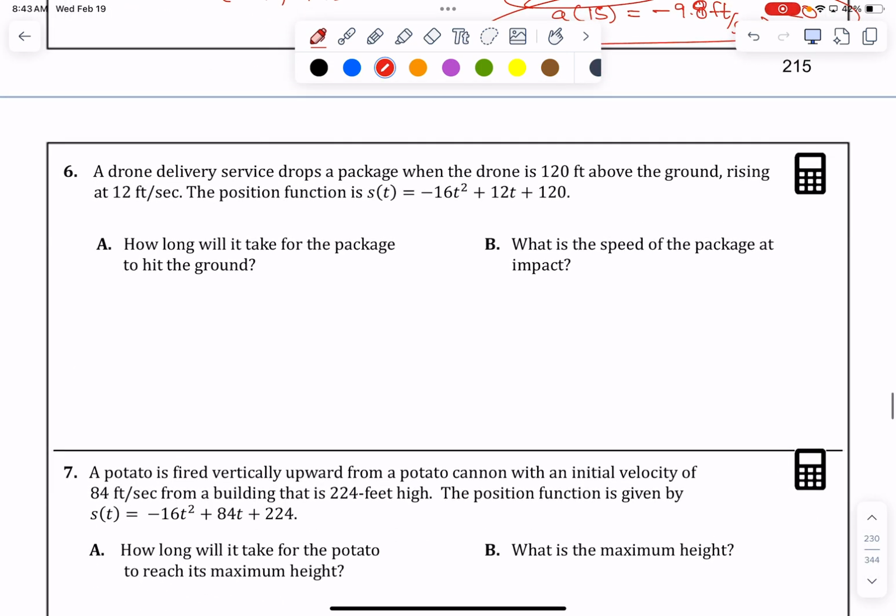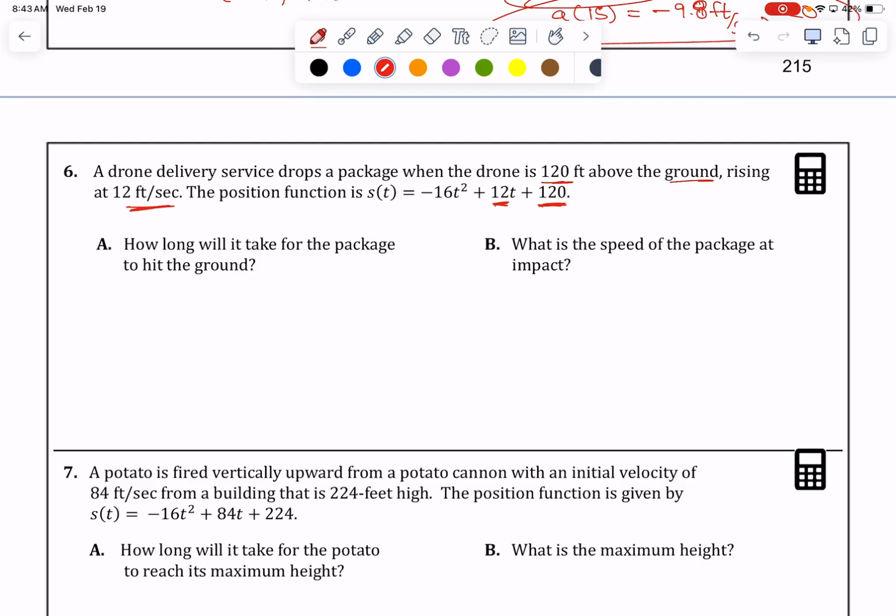All right, number 5, drone. Is this making sense? Is this helping? A drone delivery service drops a package when the drone is 120 feet above the ground, rising at 12 feet per second. So at the instant it takes off, it has an initial velocity of 12 feet per second.